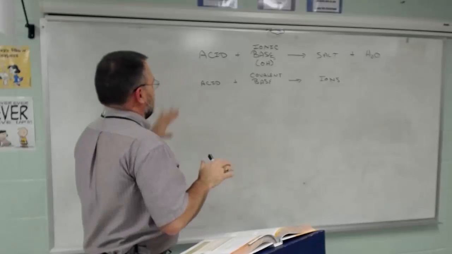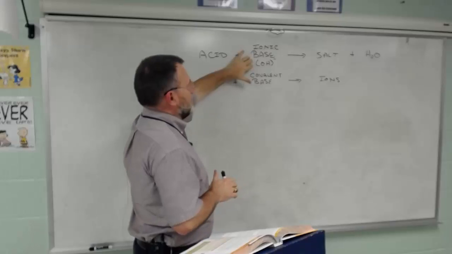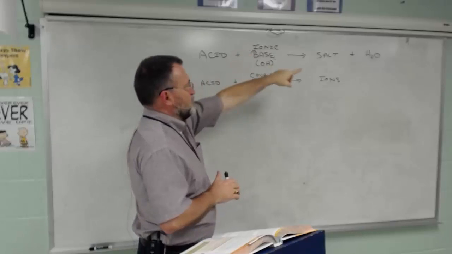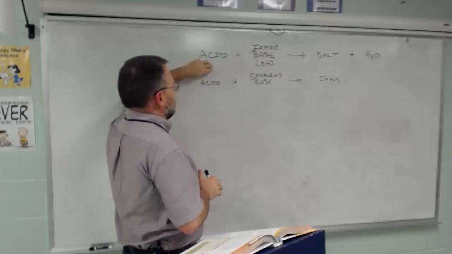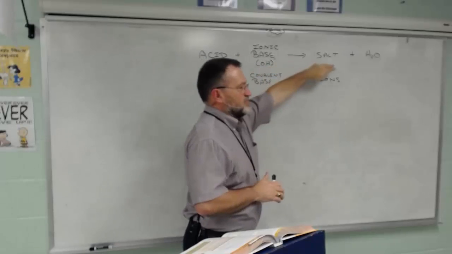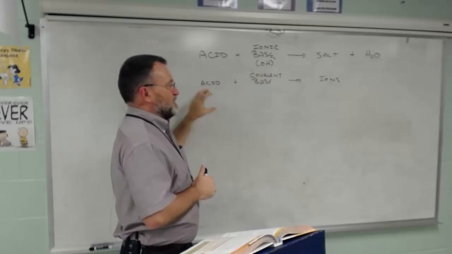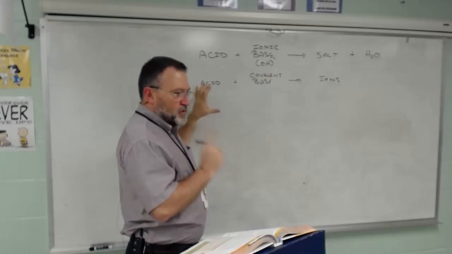Okay. Hydrogen to part of the base to form water, the non-hydrogen portion and the metal portion combining to form the salt. In this case, acid base, a covalent base, will accept one hydrogen, only one.